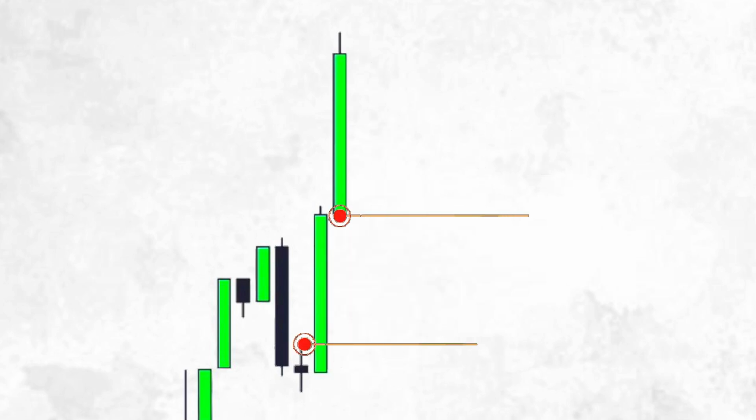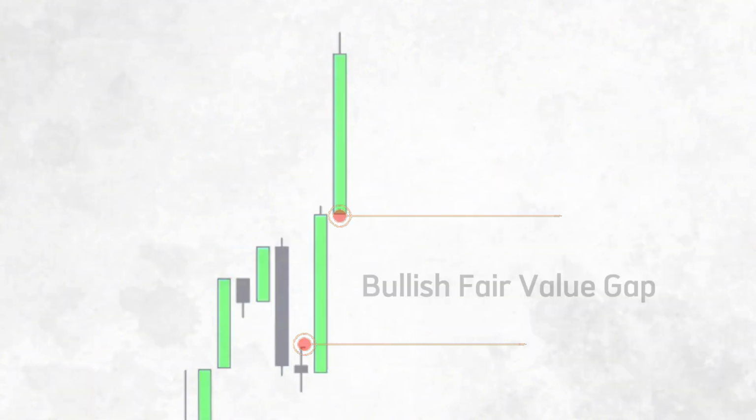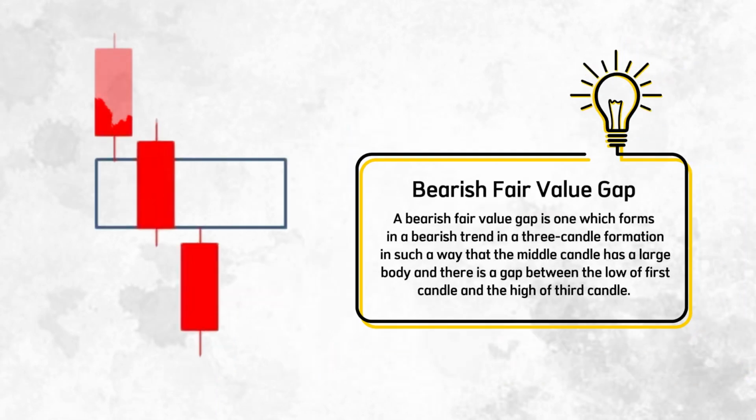The gap between first candle high and third candle low is the bullish fair value gap. In this area, market moved too quickly and denotes aggressive buying in that area. ICT bearish fair value gap.